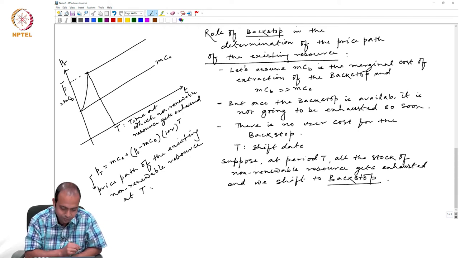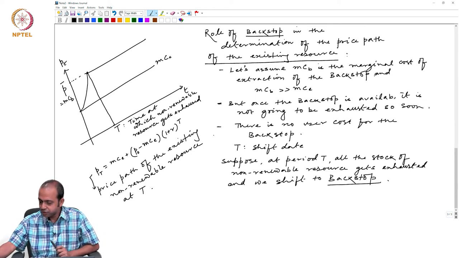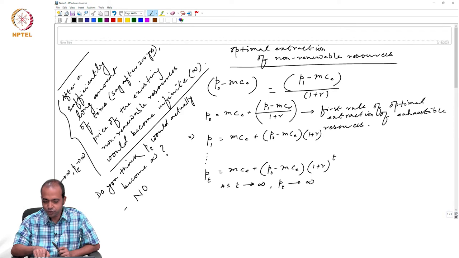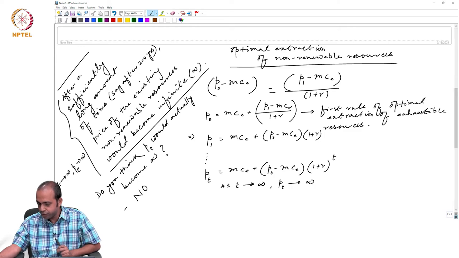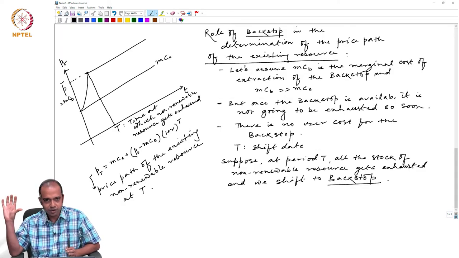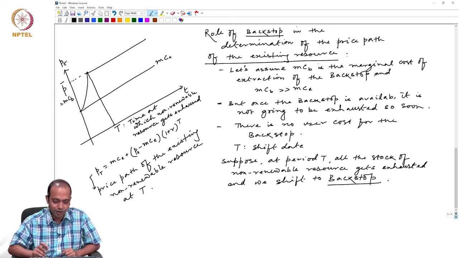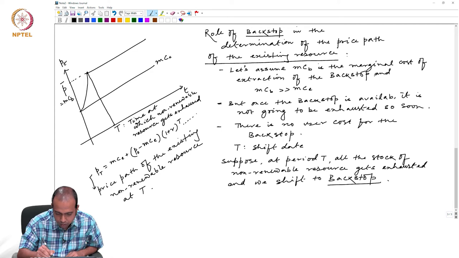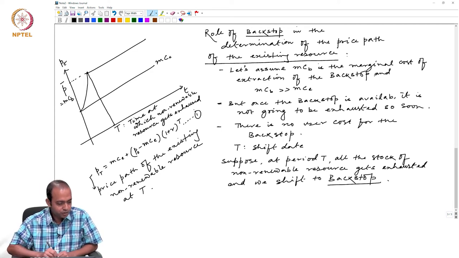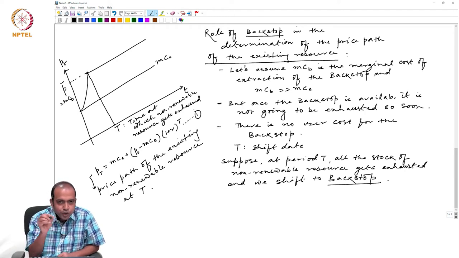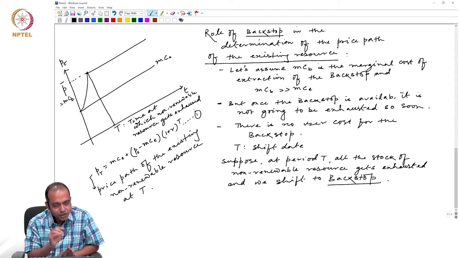at capital T. And this equation we are getting simply from our first rule. If you go back, this is the equation Pt equals MCE plus P0 minus MCE into 1 plus R to the power T. So, instead of T, we are putting capital T at that point, at that switch date when the non-renewable resource gets exhausted. So, what would be the price behavior at that point of time? So, I am putting T equals capital T. Okay? T equals capital T. Let us say this is equation 1.